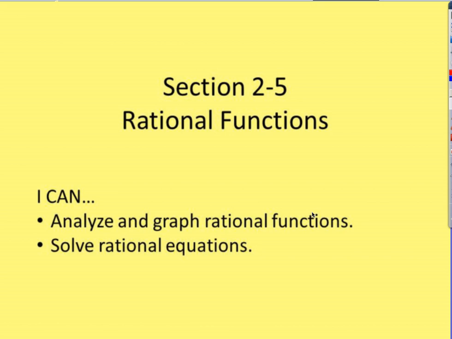This is section 2.5, part B, rational functions. The I can statements for this section: I can analyze and graph rational functions, and I can solve rational equations. For part B, we're just going to be working on solving the rational equations.